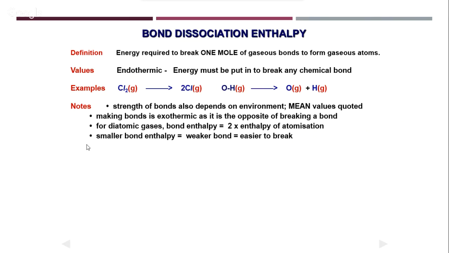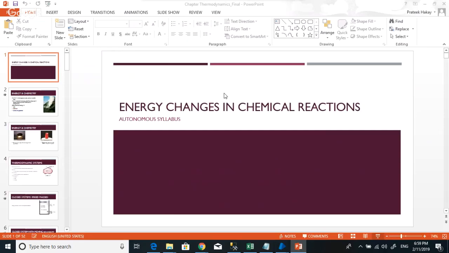Now, of course, the smaller the bond enthalpy, the weaker the bond and the easier to break. If the bond enthalpies are very large, it implies they are very strong bonds, and they will be much harder to break. Okay. So that's bond dissociation enthalpy.